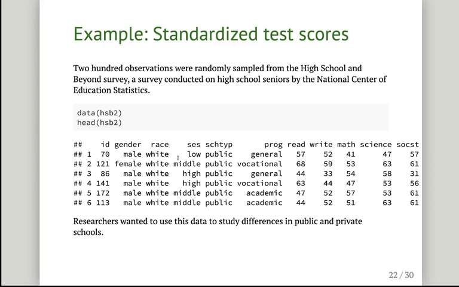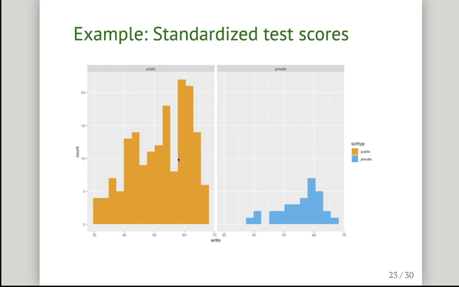So let's take a look at an example. We have a sample of 200 observations that were randomly sampled from the High School and Beyond survey. This is a survey done on high school seniors by the National Center for Education Statistics. Now, researchers want to use this data to study differences in public versus private schools. So we've got data from public schools. These are standardized writing scores. We also have data from the private schools. Notice there are a lot more public schools than there are private schools.